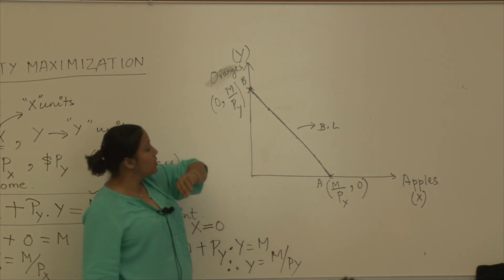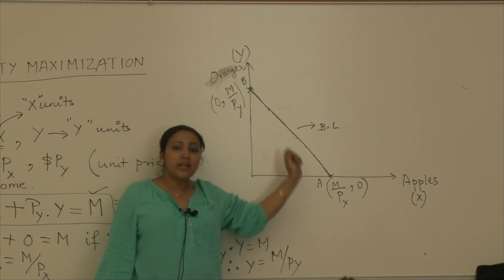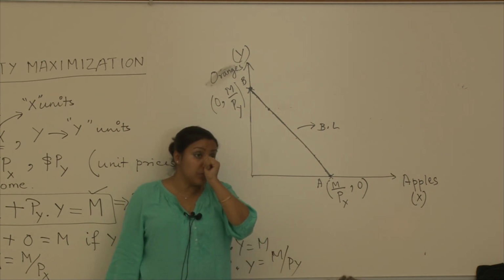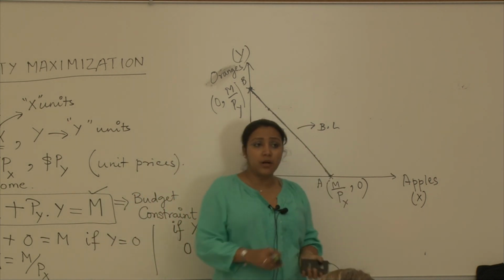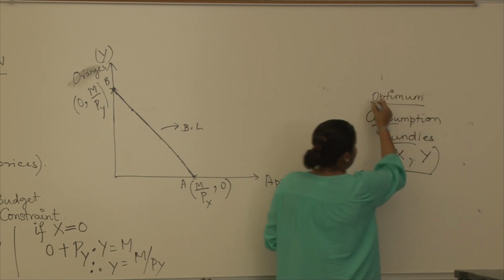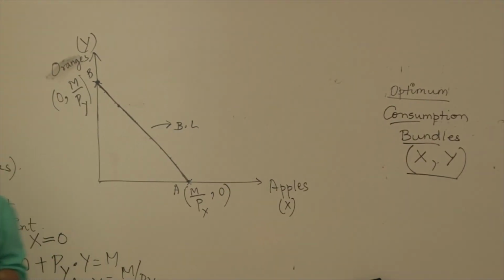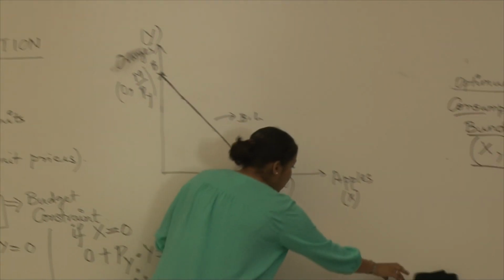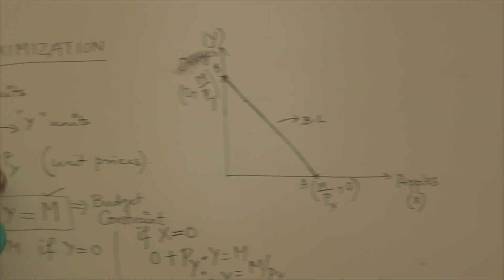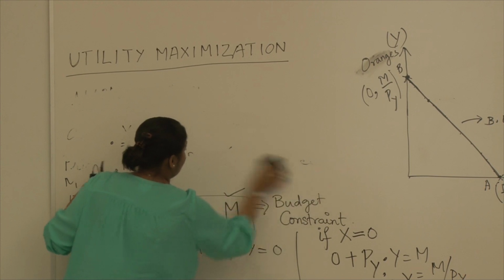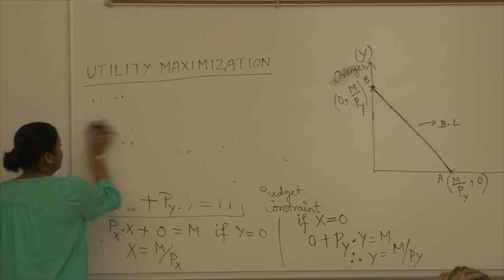So the next step is to figure out where exactly on this line the person will lie. Where does the person choose his optimum consumption bundle? There can be numerous consumption bundles, but which is the best one? We are trying to figure out the optimum consumption bundle. That will be the next step. But before we go on to finding the optimum consumption bundle, we need to see how the budget line is affected by the income and the price of the goods. We need to see that first. Then we can go to the optimum consumption bundle.